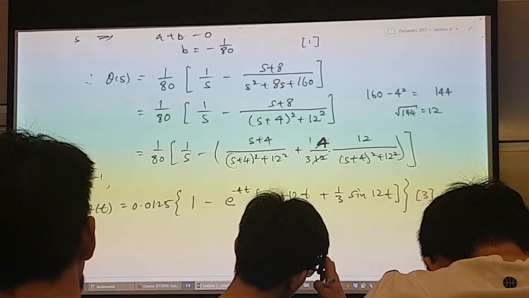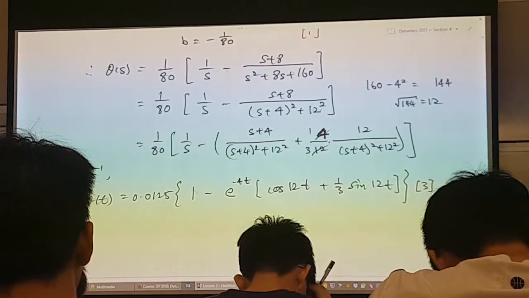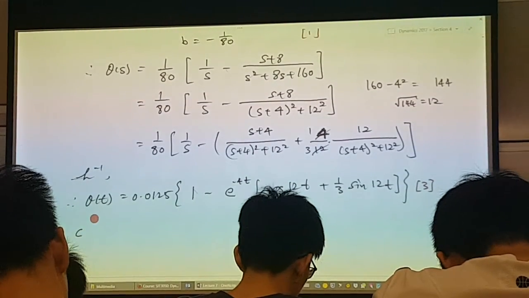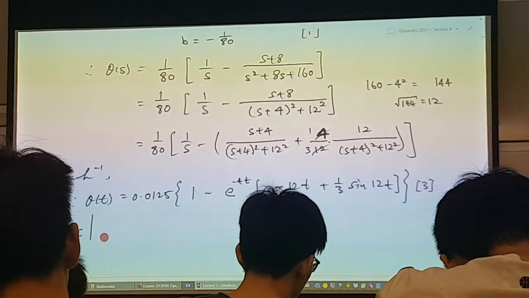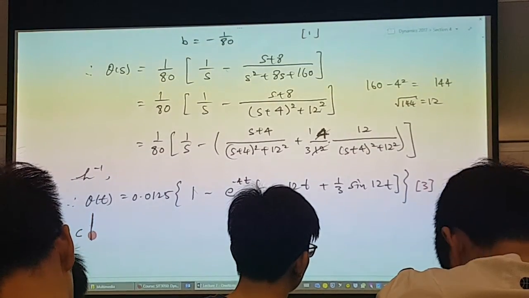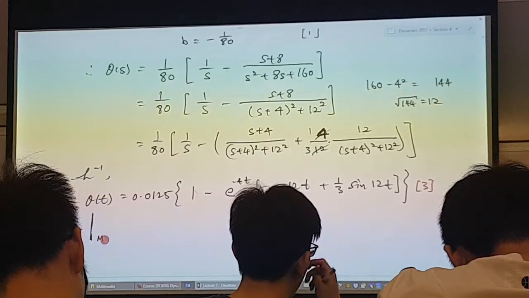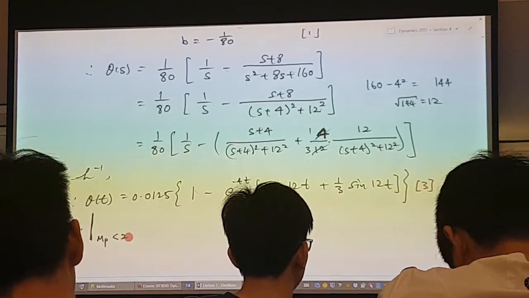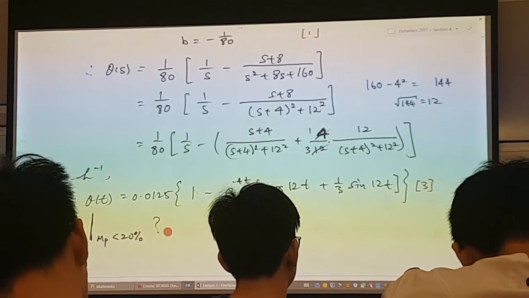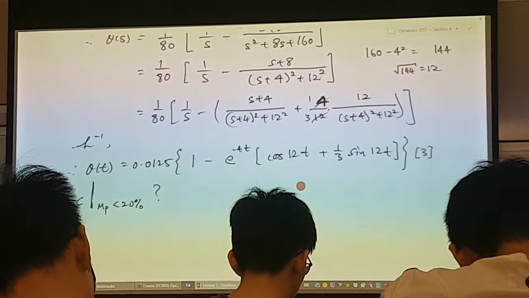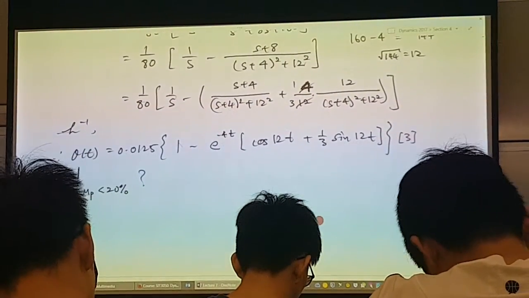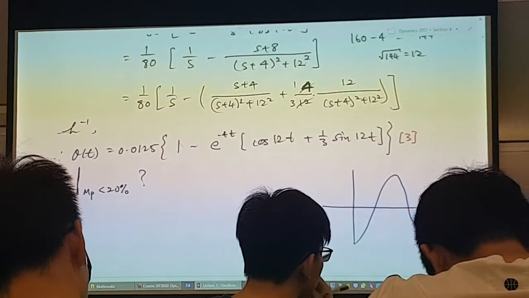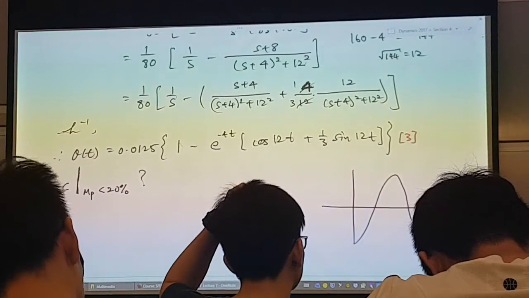So the last part asks us to find out what the damping coefficient C is, at the following condition. So I'm going to write it in mathematical form. This straight line here, at the condition that the maximum peak is less than 20%. It's asking us what that is. So if you recall, the sketch is going to be that way.